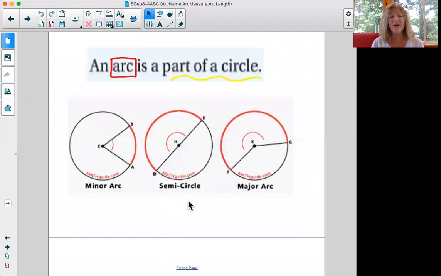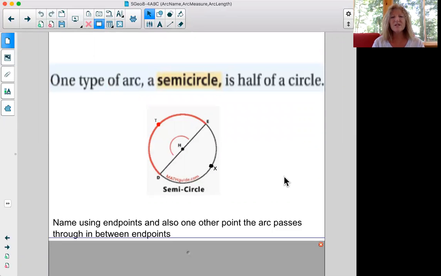Now, what is an arc? An arc can either be a minor arc, a semicircle, or a major arc. And we'll be defining those more as we progress. So first, let's start with the semicircle. A semicircle is half a circle.